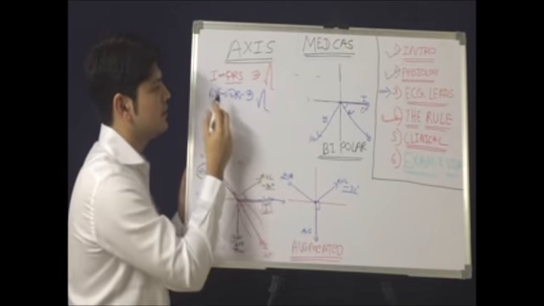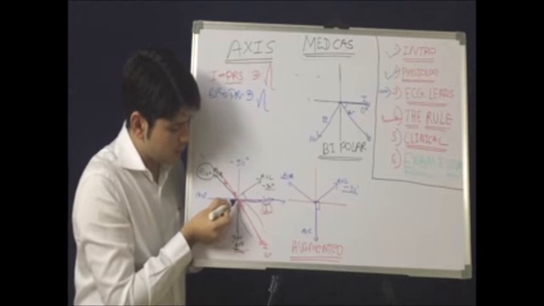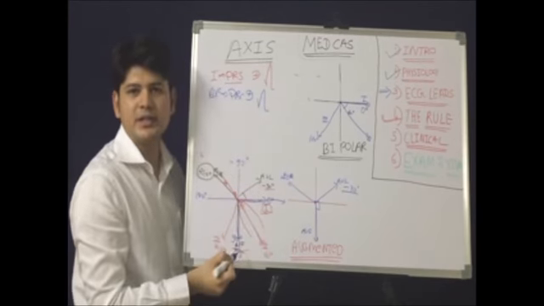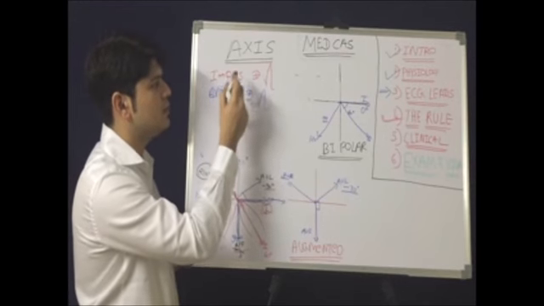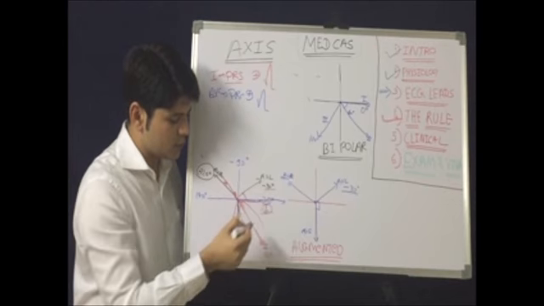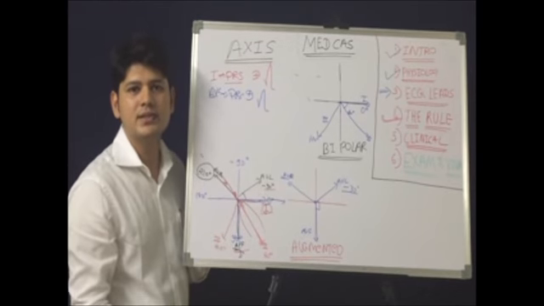So this is the positive QRS. It tells current is flowing towards the down AVF. Now see, current can't flow in the two directions, but if both leads are positive, it tells current is between these two. Fine. So between these two, 0 to 90, we know that is the normal axis.